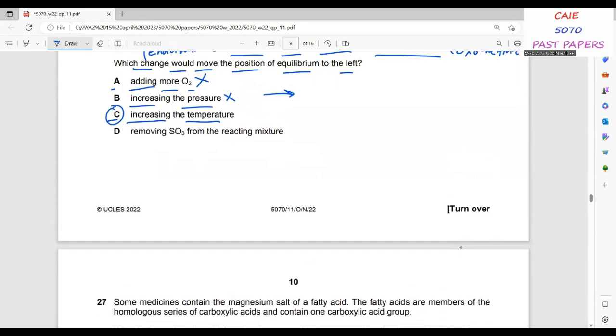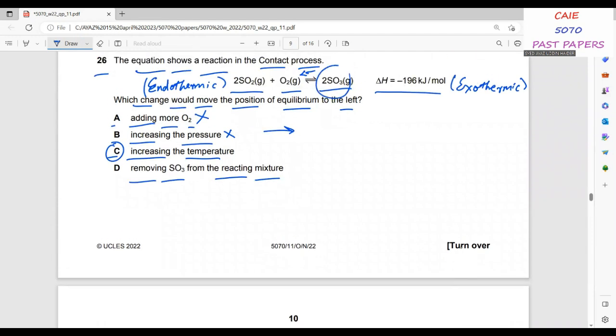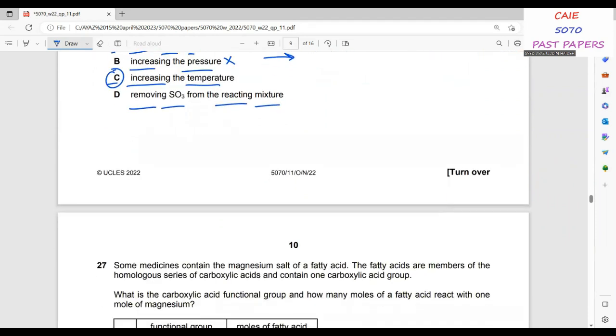For convenience, I am reading the last statement also. Removing SO3 from the reaction mixture will move the equilibrium to the right-hand side. If you decrease the amount of SO3, the equilibrium will shift to the product side.